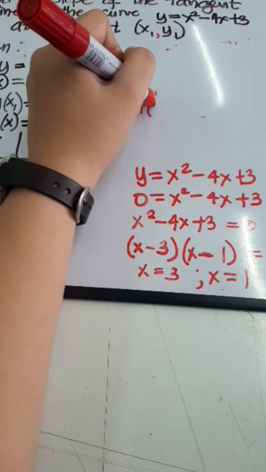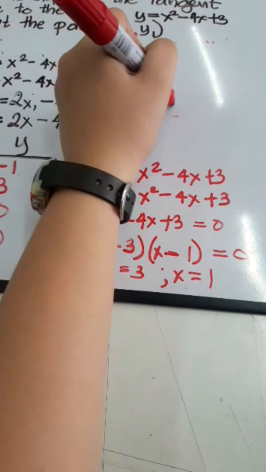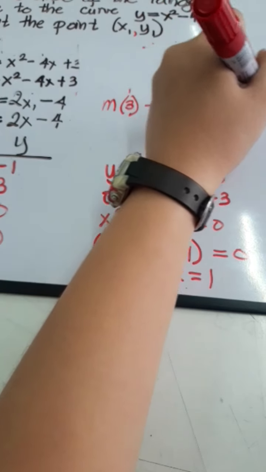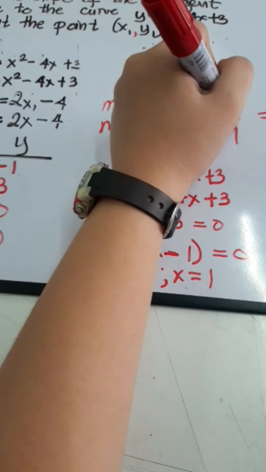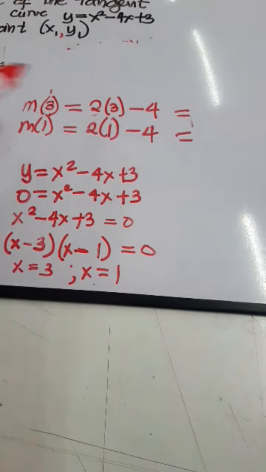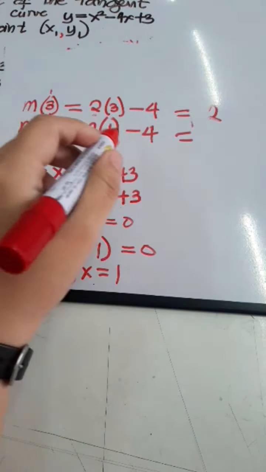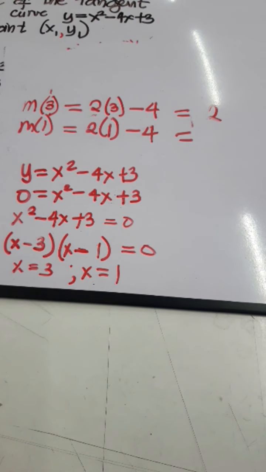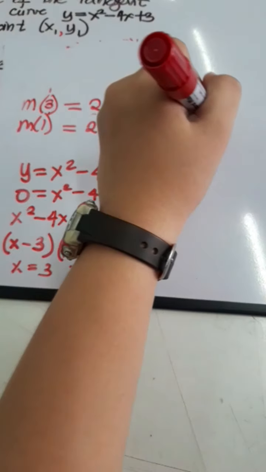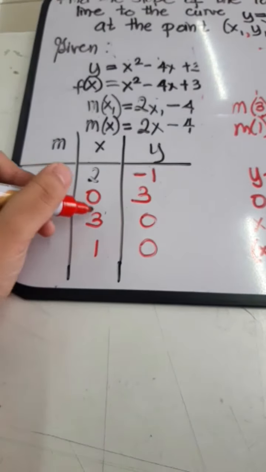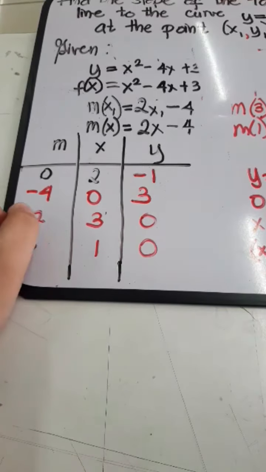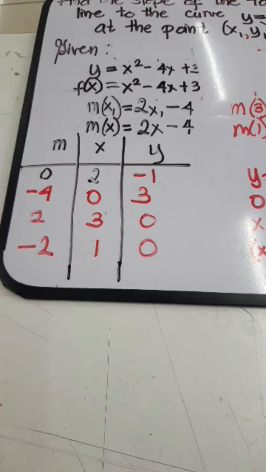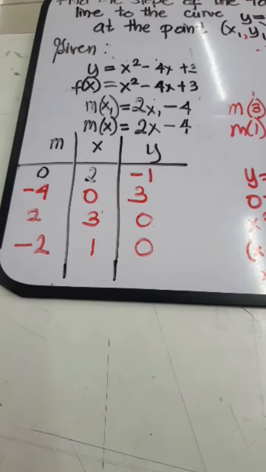Okay? So, m at x equal to 3 is 2 times 3 minus 4. And m at x equal to 1 is 2 times 1 minus 4. So, 2 times 3 is 6, minus 4 is 2. 2 times 1 is 2. Okay? 2 minus 4 is negative 2. So, at x equal to 3, the slope is 2. And at x is equal to 1, the slope is negative 2. So, I guess we have enough data para ato na siyang i-graph.